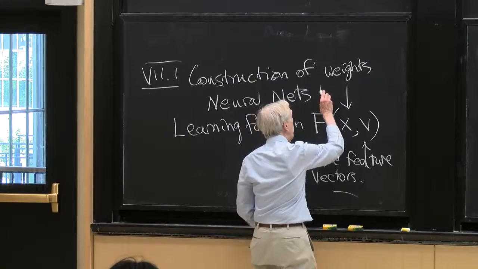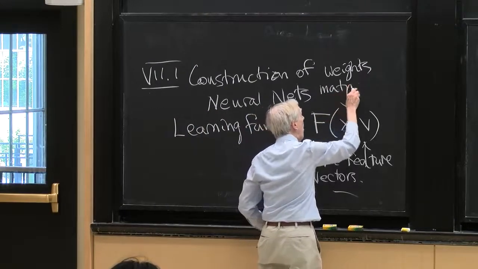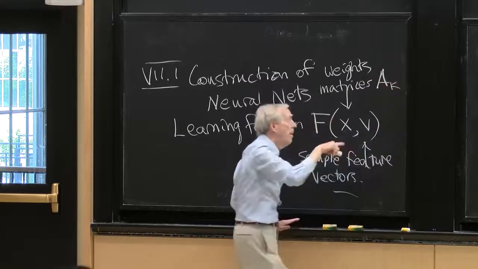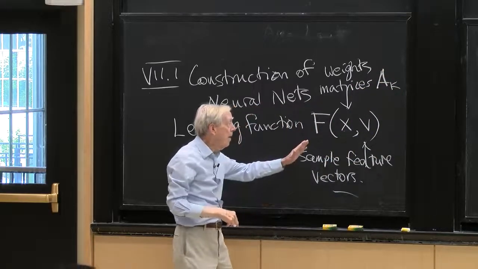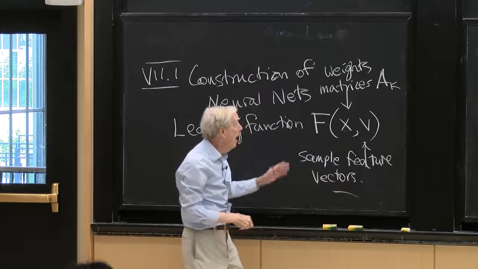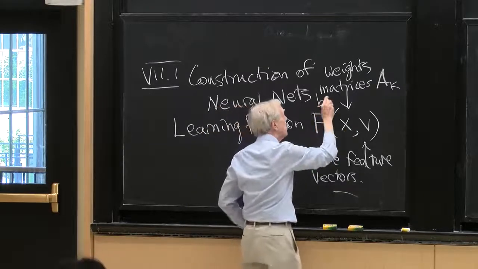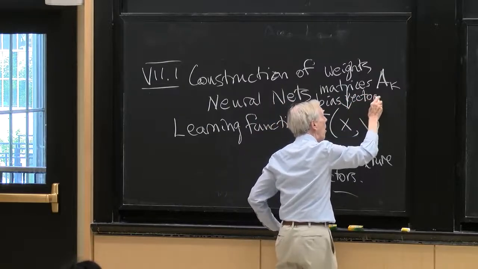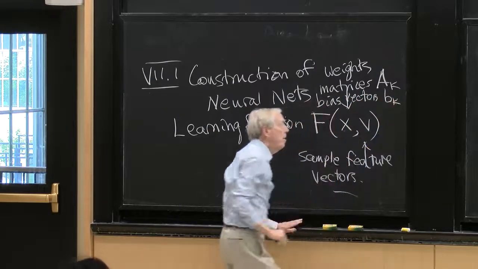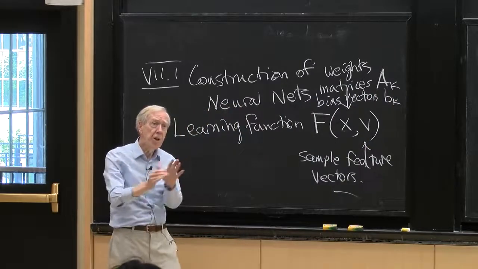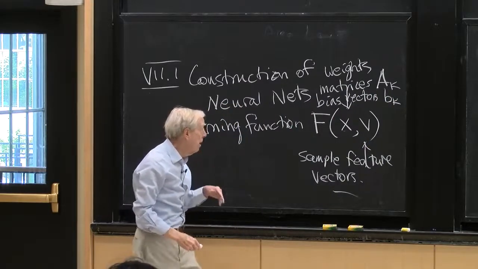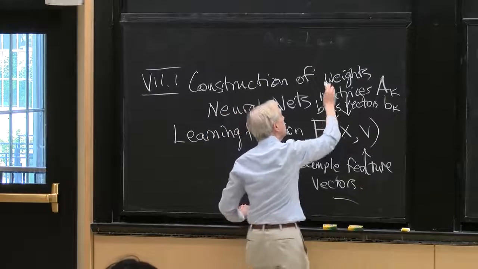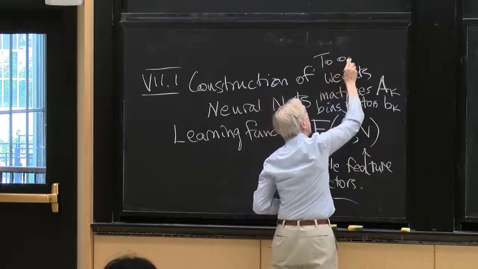So they're the matrices A_k that you multiply v by, and also the bias vectors b_k that you add on to shift the origin. It's these that you optimize. Those are to optimize.